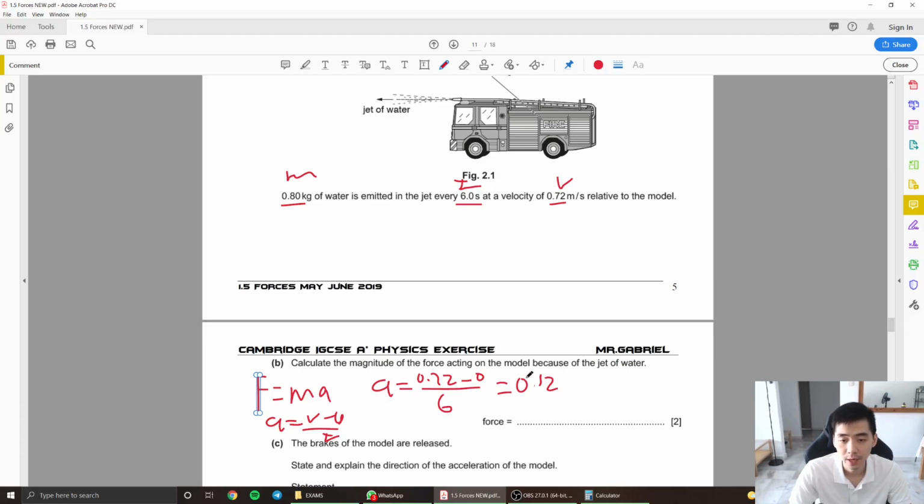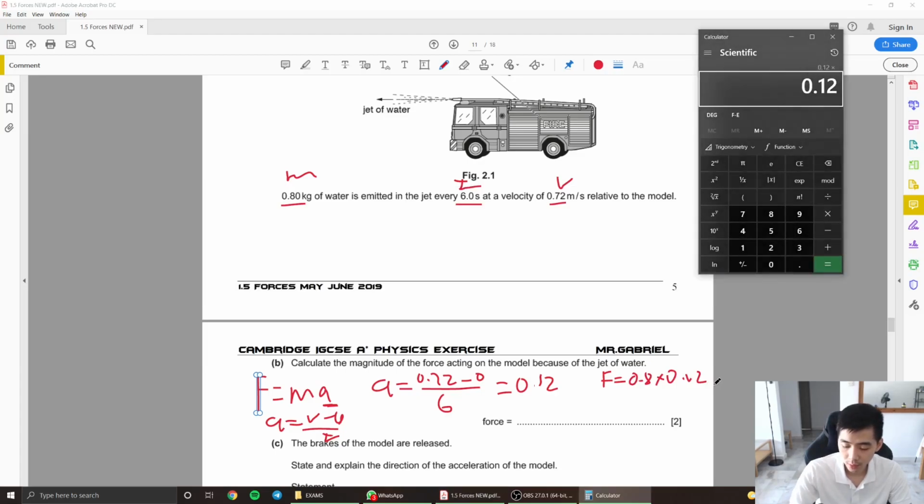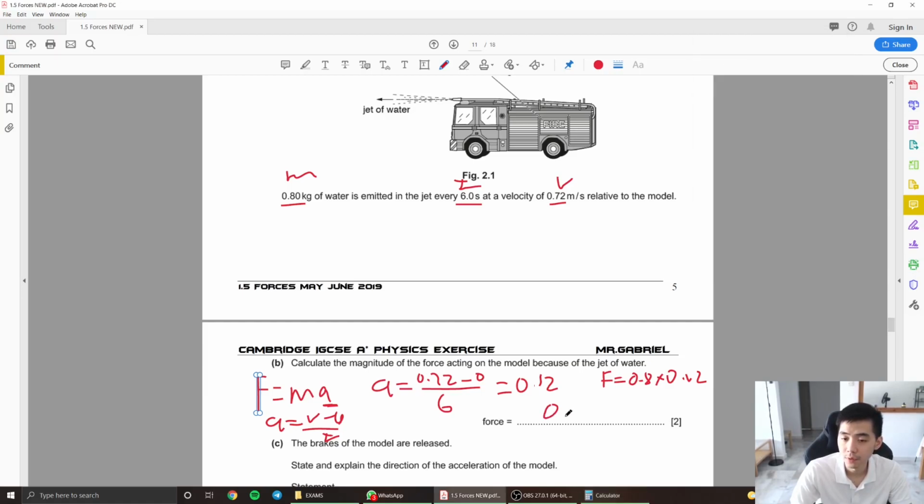Once I have this, I can substitute this acceleration into here. F is equal to MA, right? So F will be equal to 0.8 multiplied by 0.12. This thing here multiplied by 0.8. I'll get a total force of 0.096 newtons here.